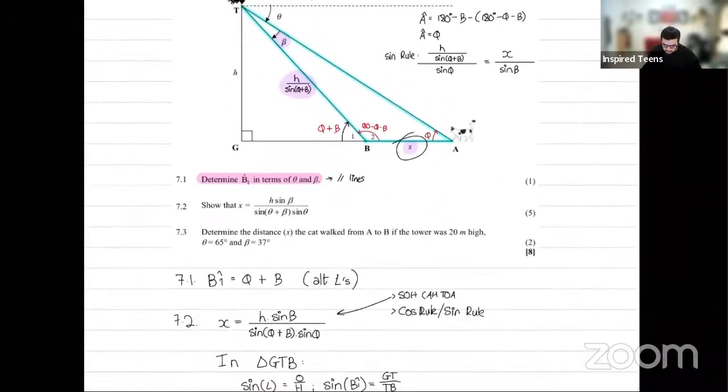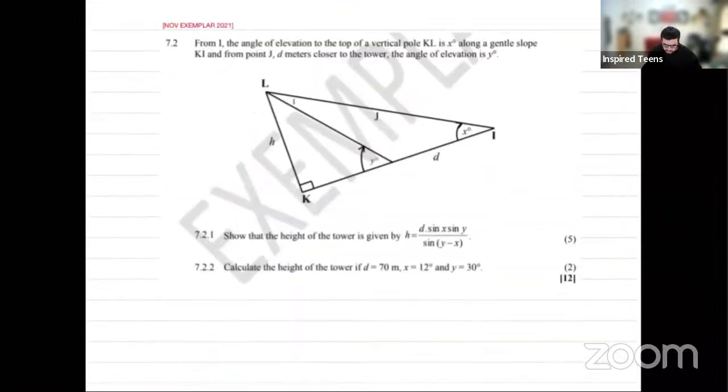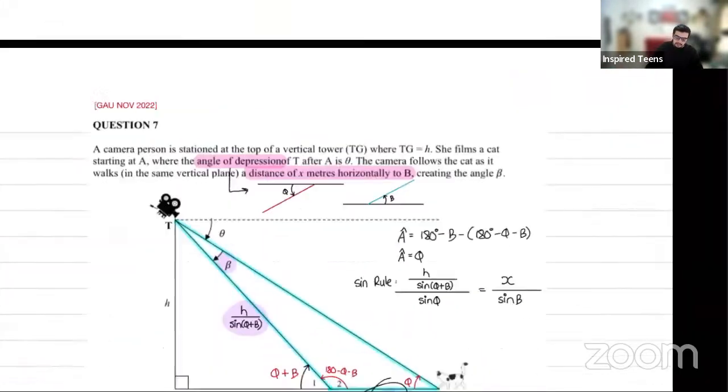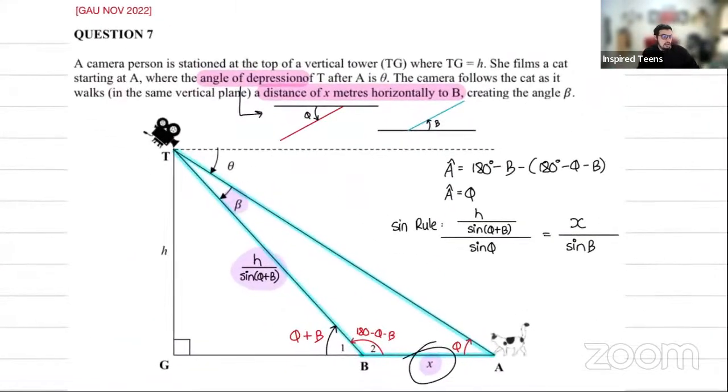I'll rewrite it neatly. But yeah, you can attempt to finish this question. You can go through the rest of the notes. Next week we'll be completing this.